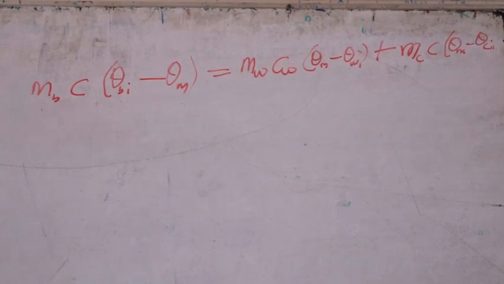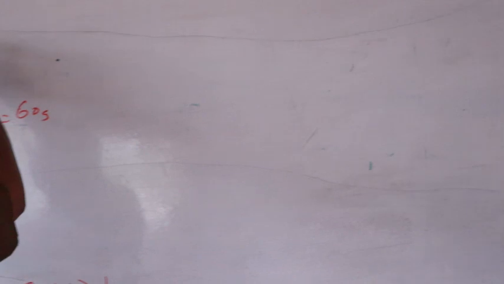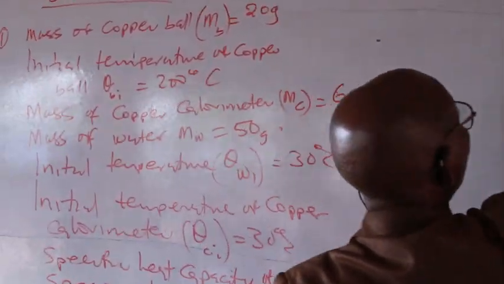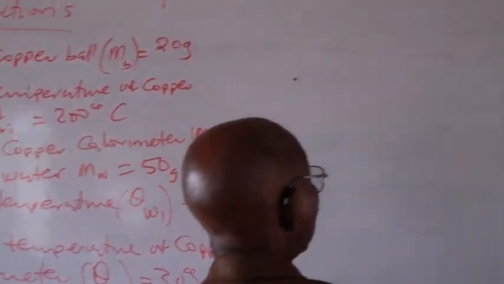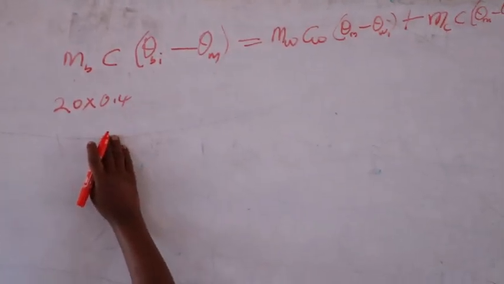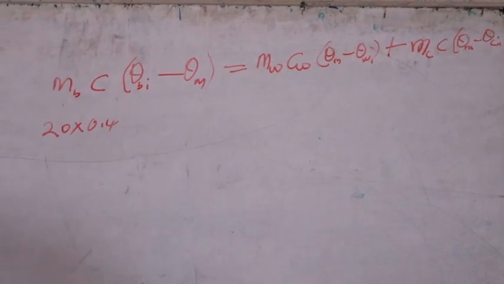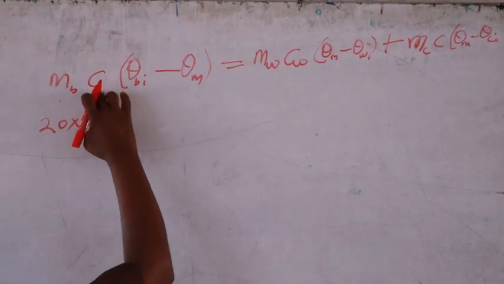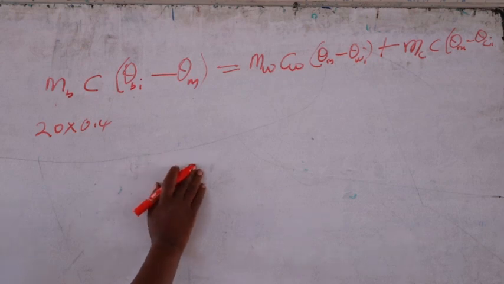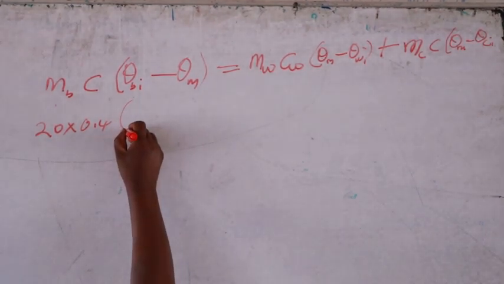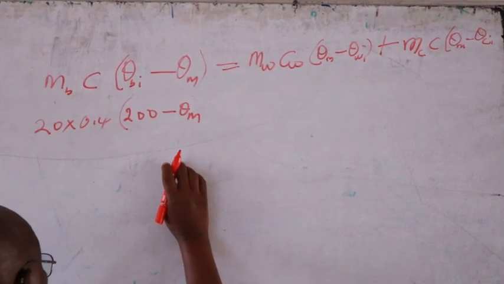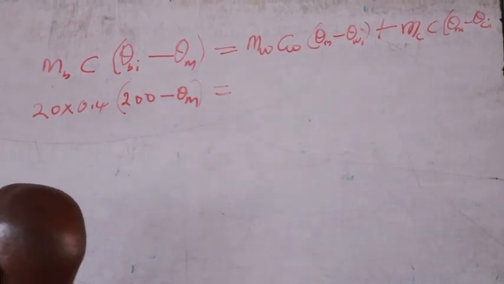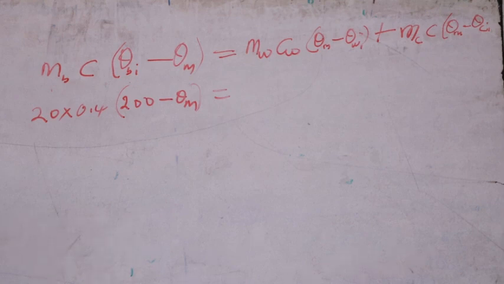Now substitution. You are having 20 grams for the mass of the ball. You put it down. 20 times specific capacity of copper. You have 0.4. Although, like I said, since it is not given in the question, you can still use C, and you will get your answer in terms of C. Now, the mixture temperature, we don't know. But we know this one was at 200 minus mixture temperature. And that will be equals to mass of water we have here. The mass of water is 50 grams.